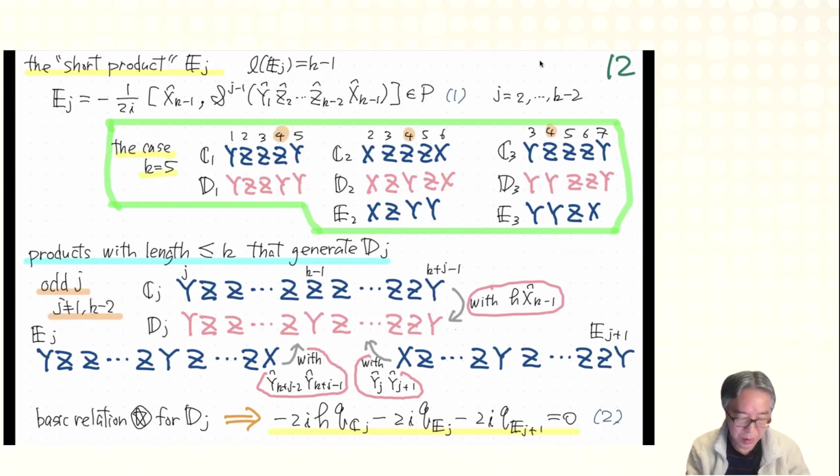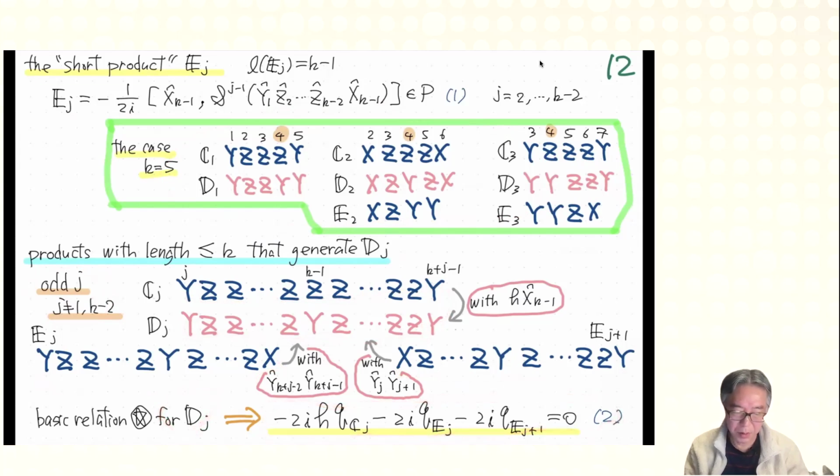But anyway, in this general odd j case, actually, here in this case, you don't see this general one, so you have to have at least k equals 7. But anyway, in this case, this is C, and this generates D, and then these are two E's that generate D. And of course, there are a bunch of other products with length k that generate dj, but you don't have to think about this. You don't have to consider them because of lemma 4. So the basic relation for dj looks like this.